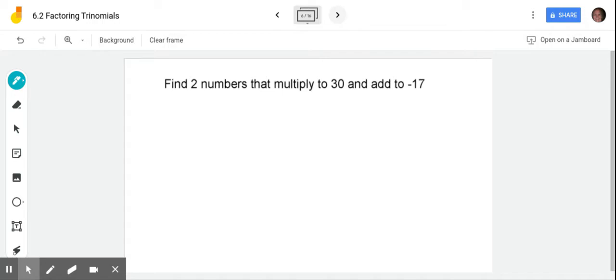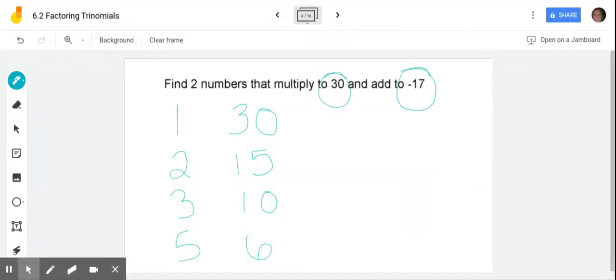Find two numbers that multiply to positive 30 but add to negative 17. So we're going to list our factors of 30 again. 1 and 30, 2 and 15, 3 and 10, 5 and 6. So we want them to multiply to a positive 30, but add to a negative 17.